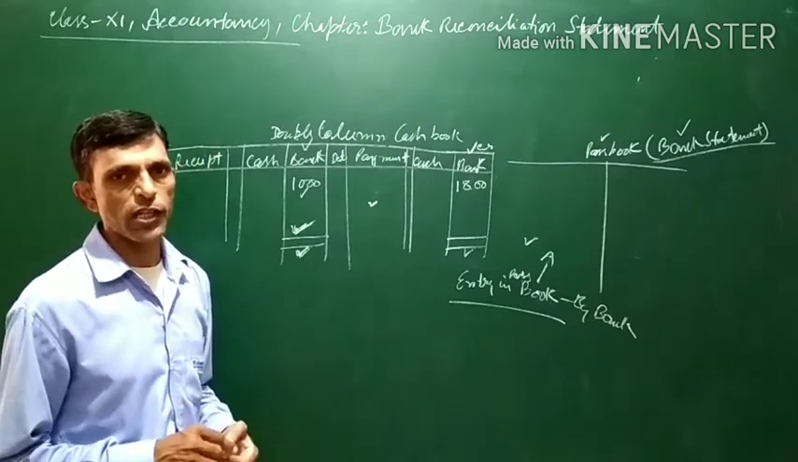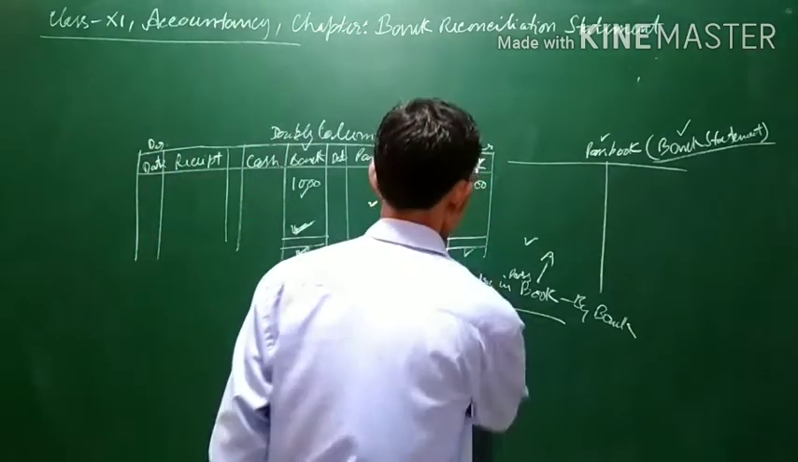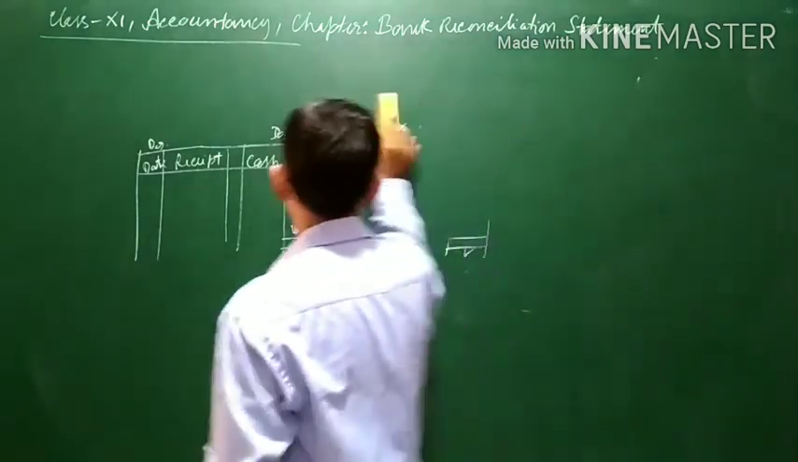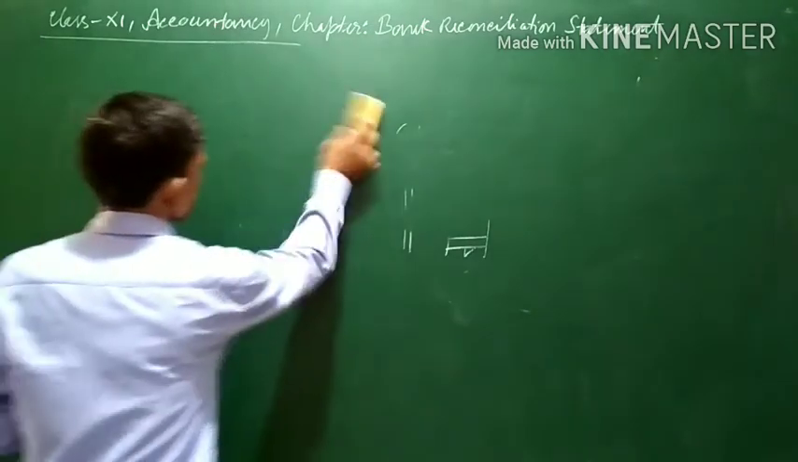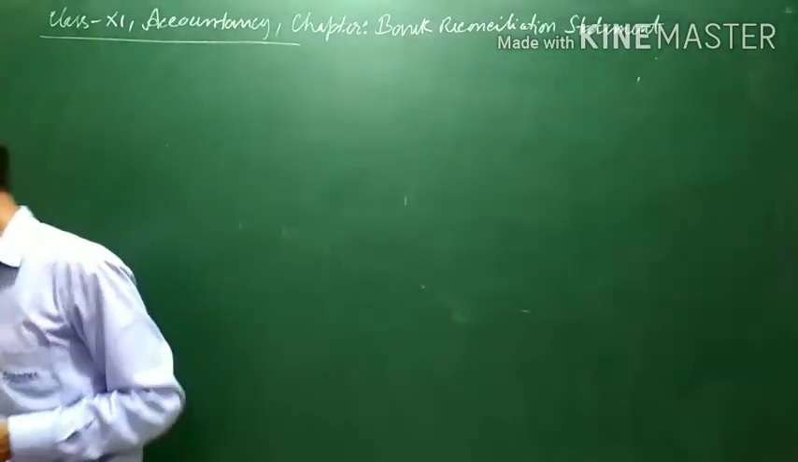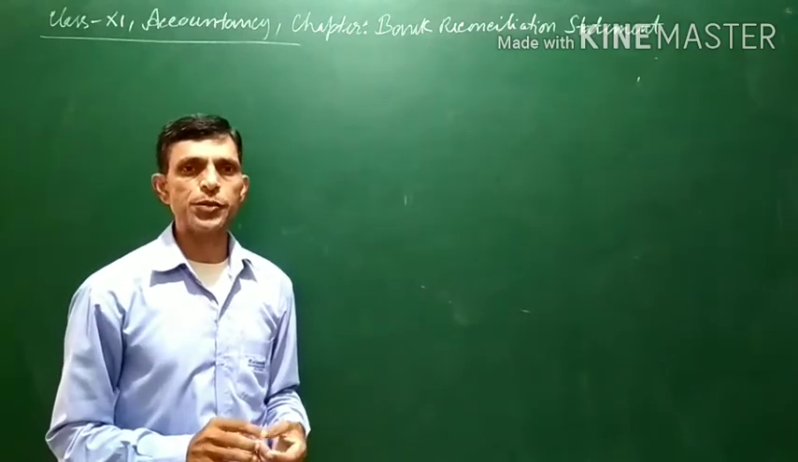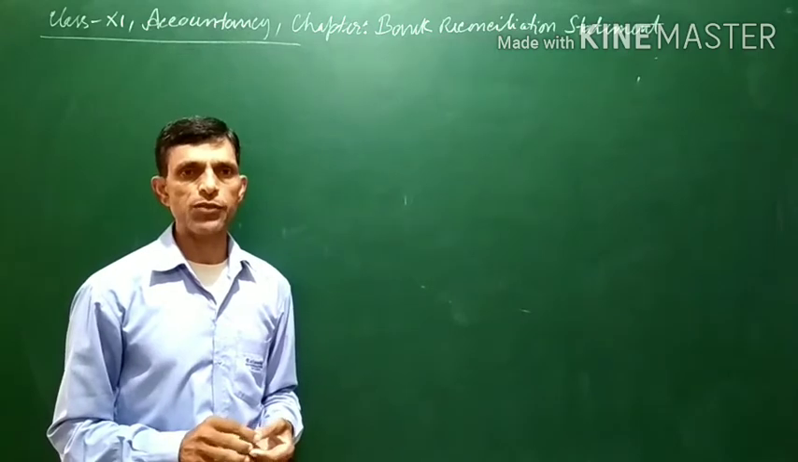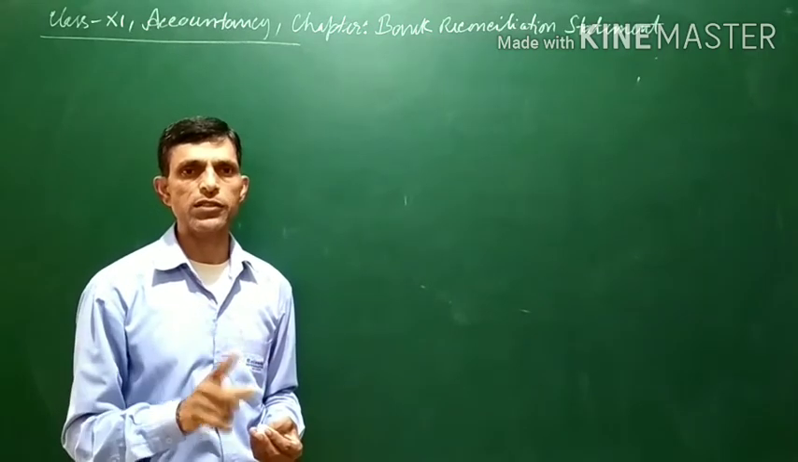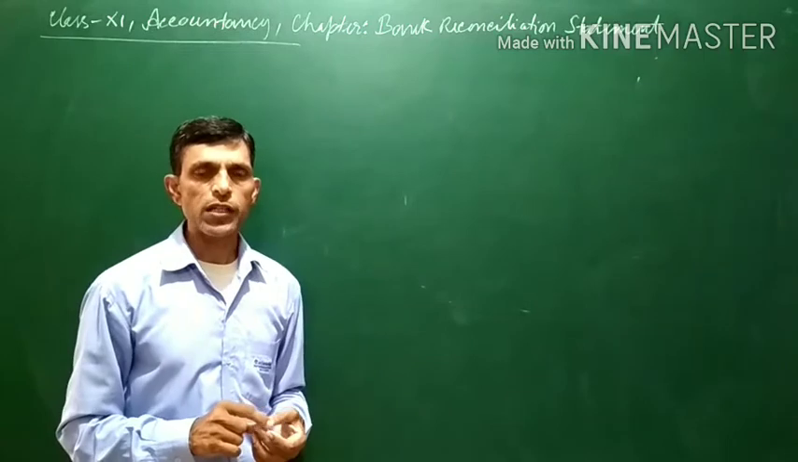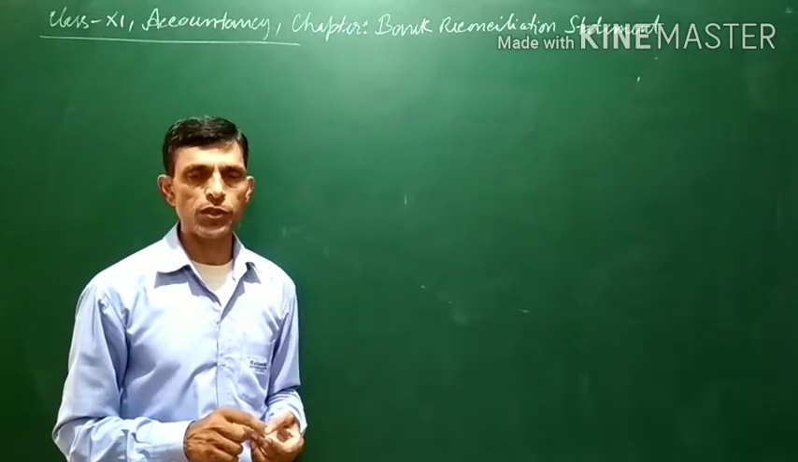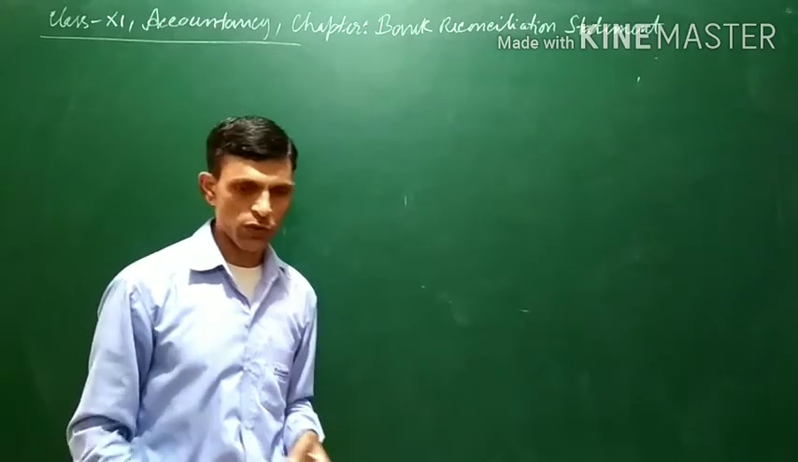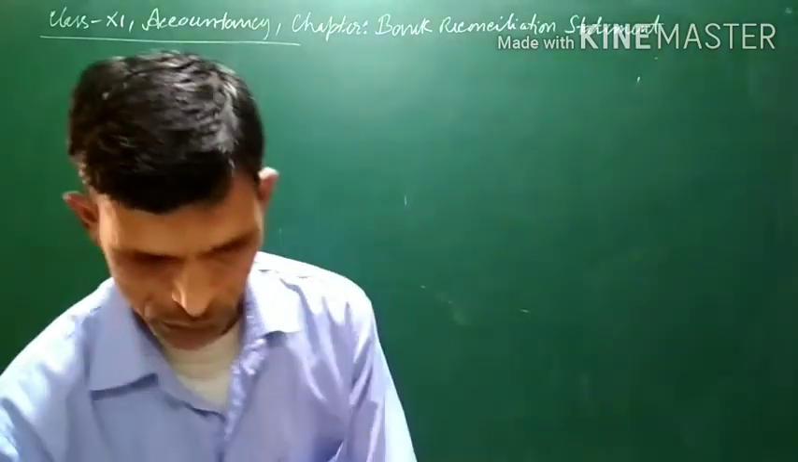What is the format of the bank reconciliation statement? The bank reconciliation statement can be started with the balance as per passbook or the balance as per cash book. It can be drawn with the balance as per cash book as well as the balance as per passbook. Let us discuss it.